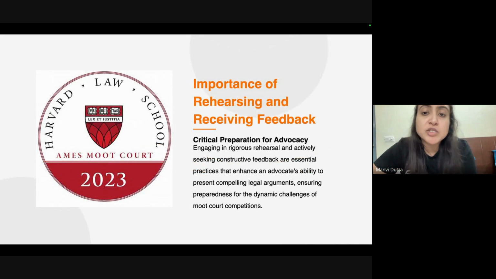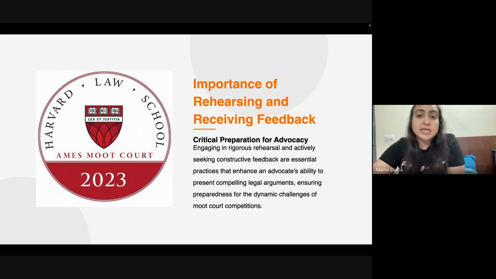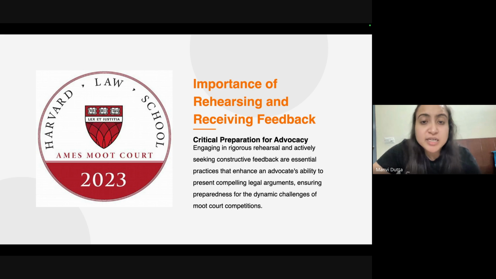Then comes the importance of rehearsing and receiving feedback. That is a critical preparation for advocacy. Engaging in rigorous rehearsals and actively seeking constructive feedback is very much essential in a moot court competition, because it can enhance an advocate's ability to present and to compel the legal arguments, ensuring preparedness for the dynamic challenges of moot court competition.